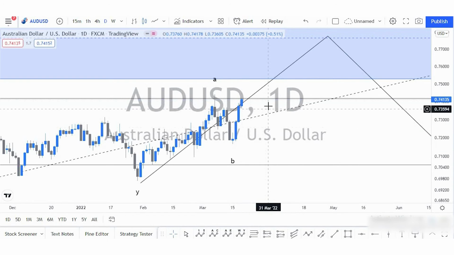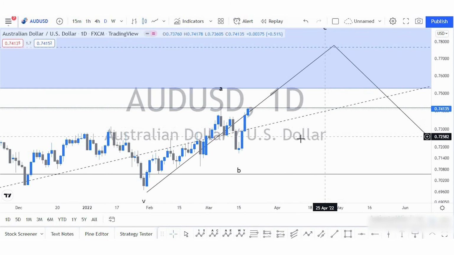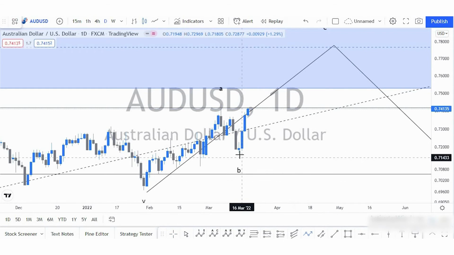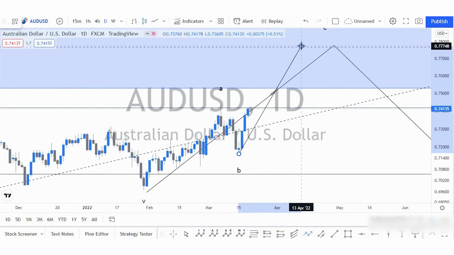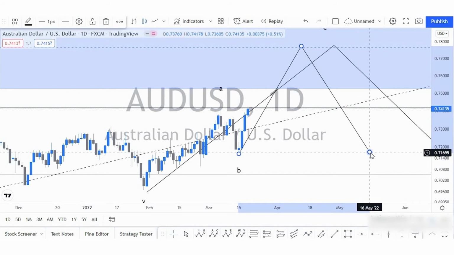So again, looking at what I'm expecting this coming week, I am expecting this pair to continue to move to the upside, more to the upside again. I don't believe that this upside move is finished, and then after this upside move, maybe we can start to look for any shorts.